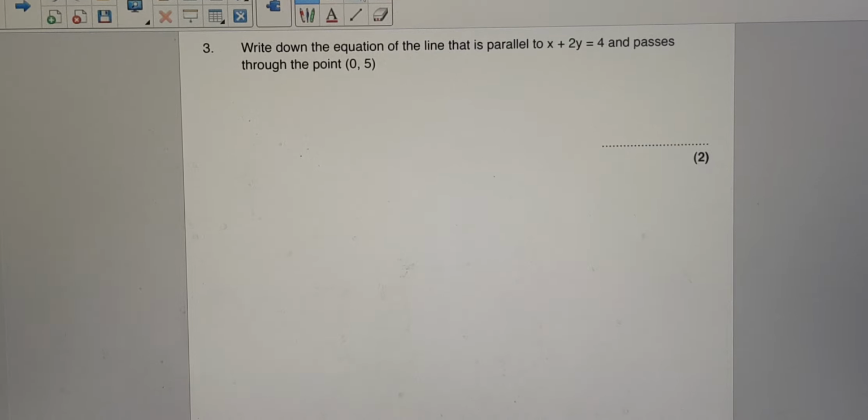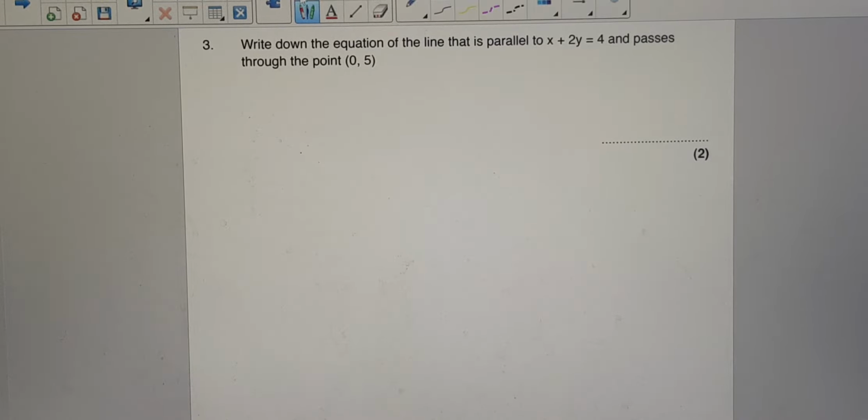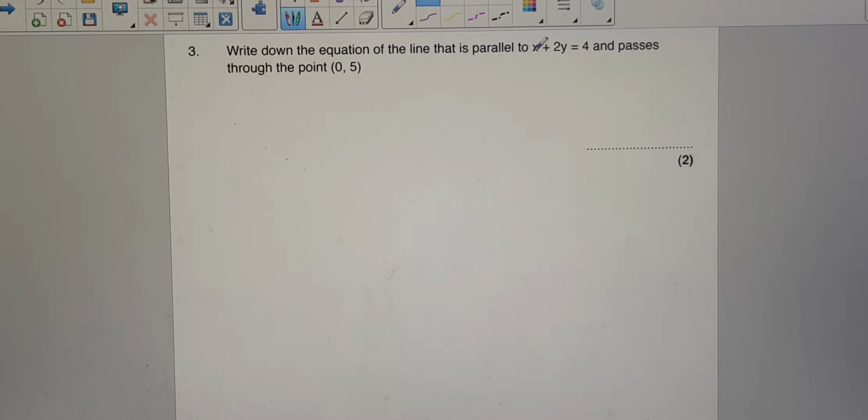Hi everyone, a couple of people said they struggle with question 3 and question 6. I'm just going to go through question 3 now. Okay, so we have: write down the equation of a line which is parallel to this line and passes through the point with coordinate 0, 5.